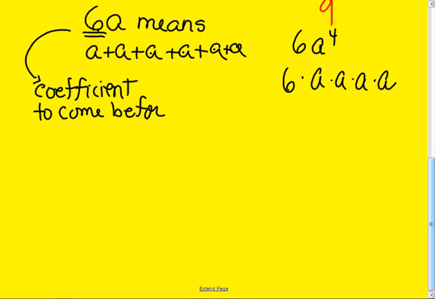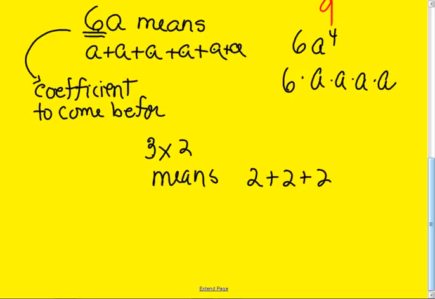So when you have 3 times 2, that means I have 3 2's added up. And what if I have 2 times 3? That means 2 3's added up. And here's what's interesting. What's 2 plus 2 plus 2? 6. What's 3 plus 3? 6. So the order in which you multiply doesn't matter.